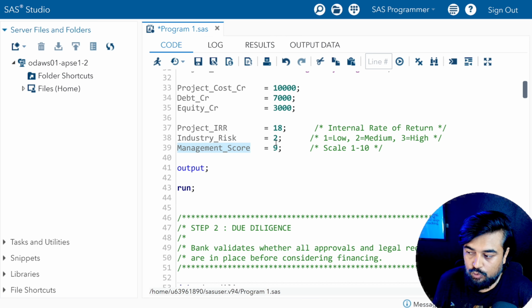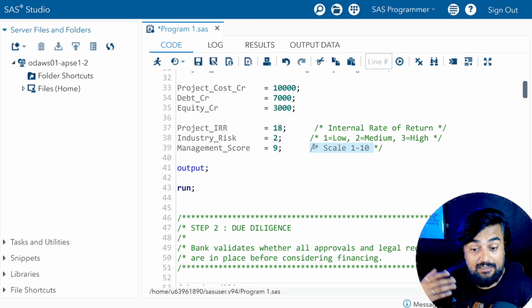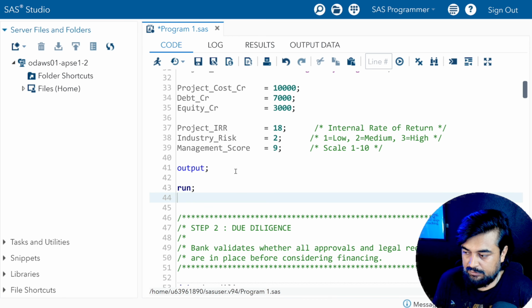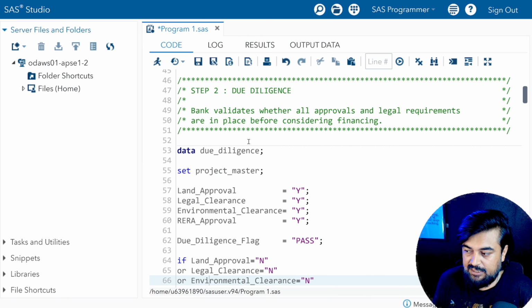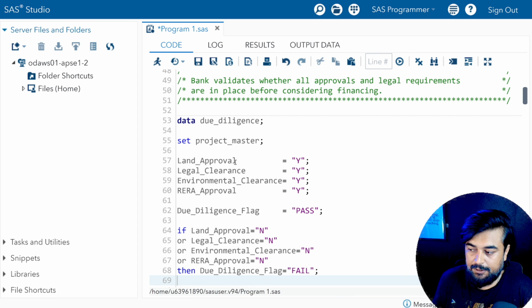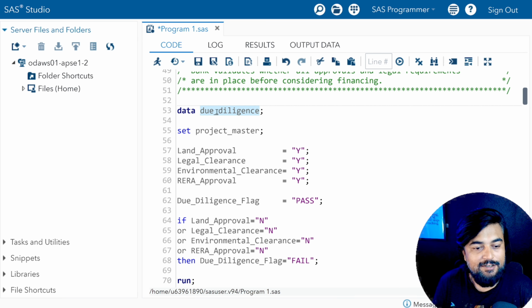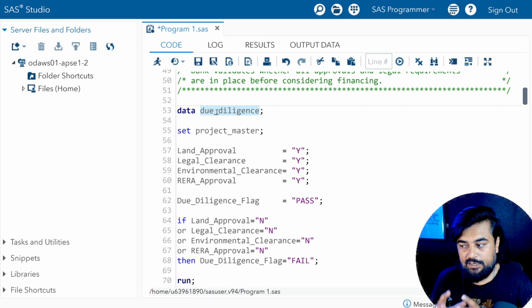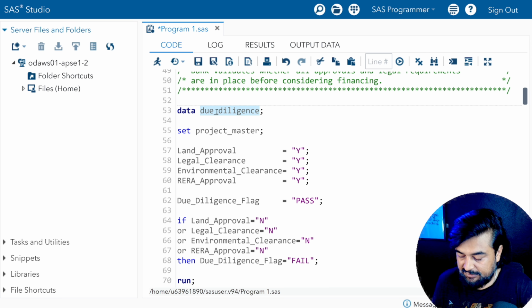Then the management score, on a scale of 1 to 10, because this is one of the top companies in construction, would also be high. This is step number 1. Step number 2 would be due diligence, where you are checking that all the important things like the approvals and clearances from the environment and the local authority are yes or no.